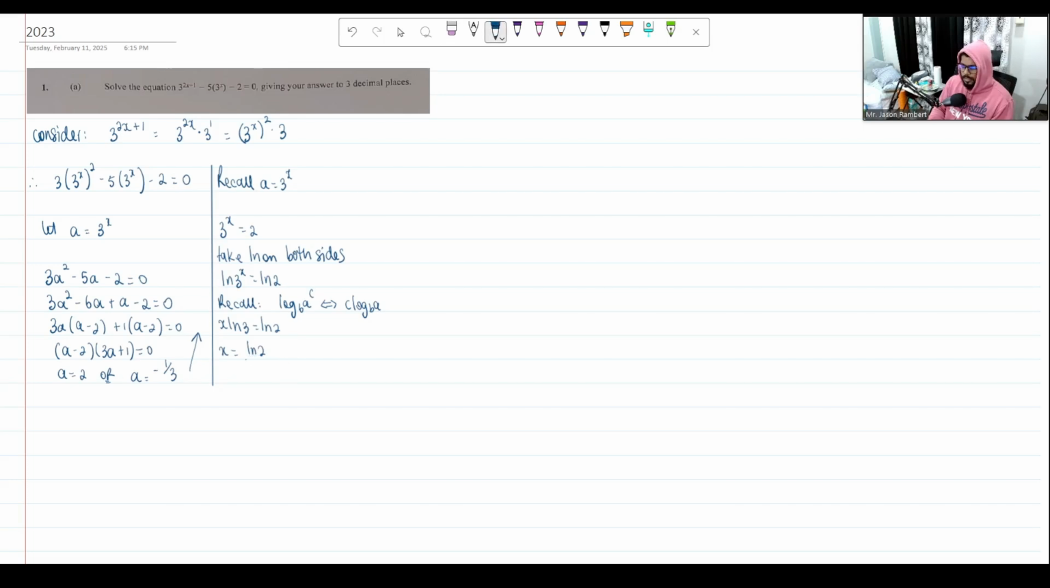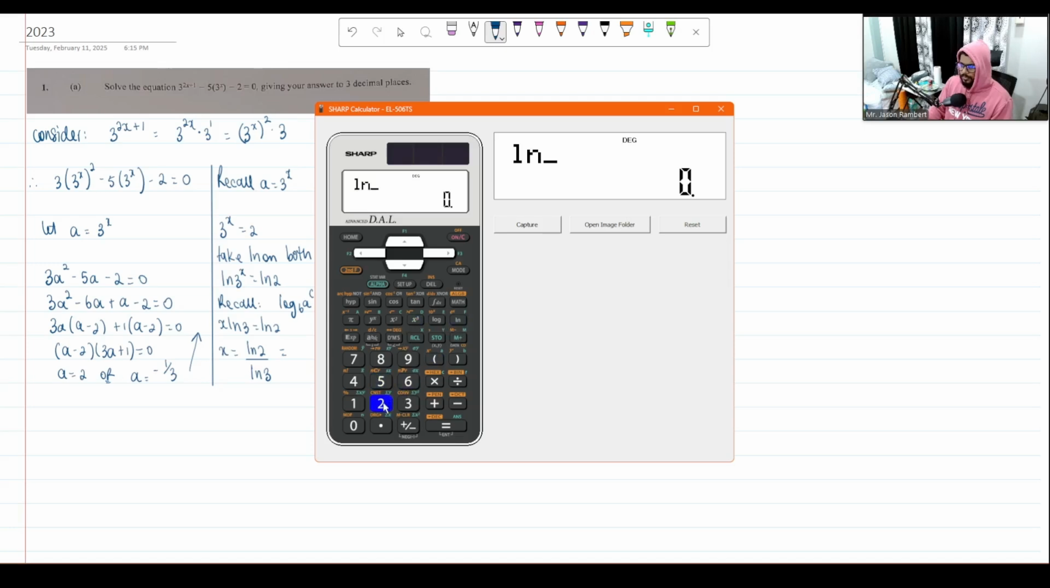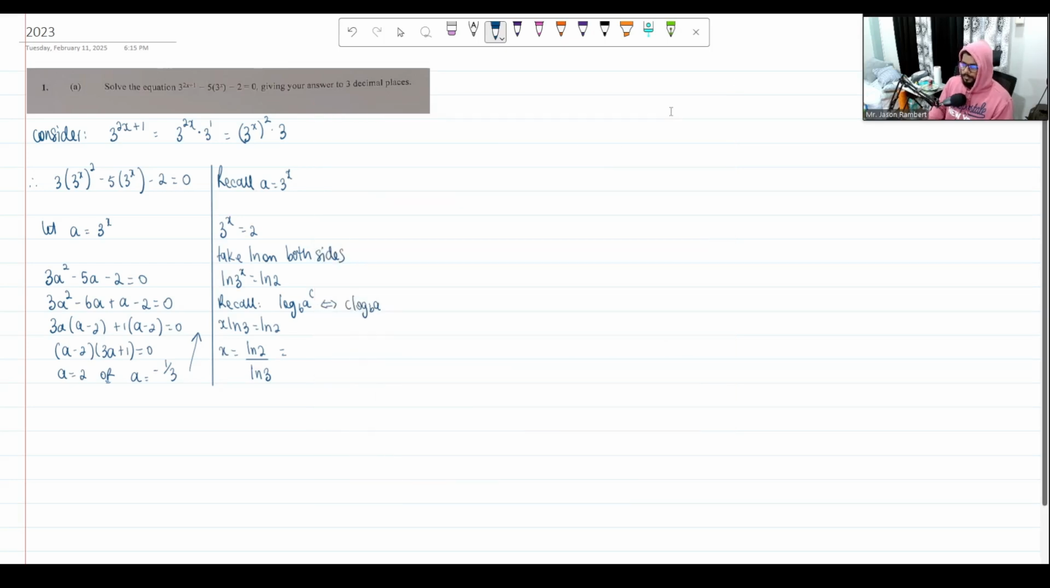And the question did ask for the answer to be to 3 decimal places. This is equal to, jump on the calculator, ln 2 divided by ln 3. The 3 decimal places is 0.631. 0.631 to 3 decimal places. But remember, we have the next piece as well. Or 3 to the power x is equal to minus a third.